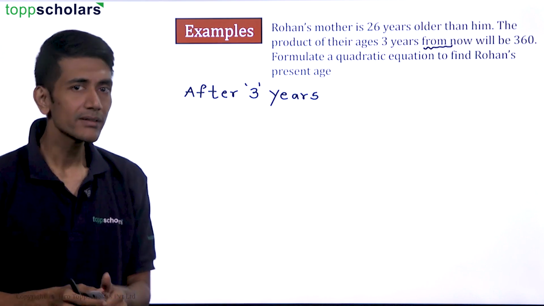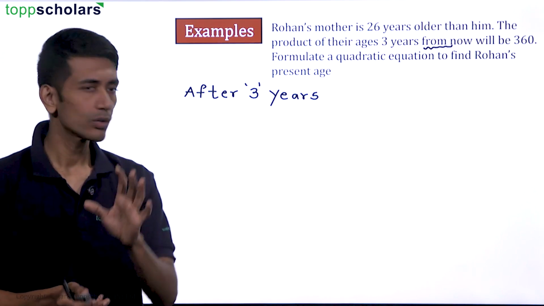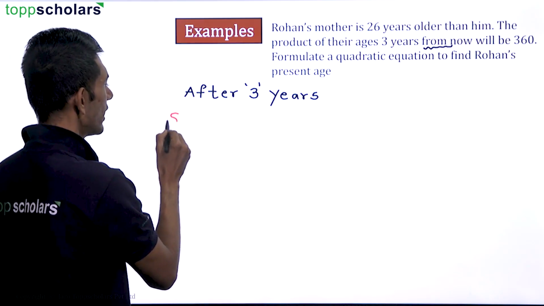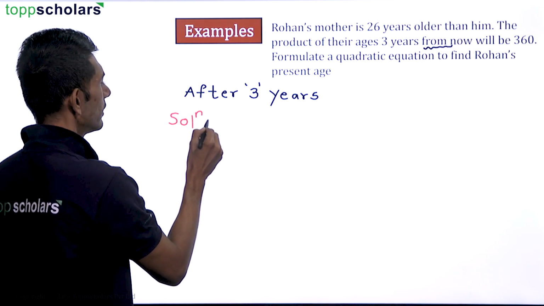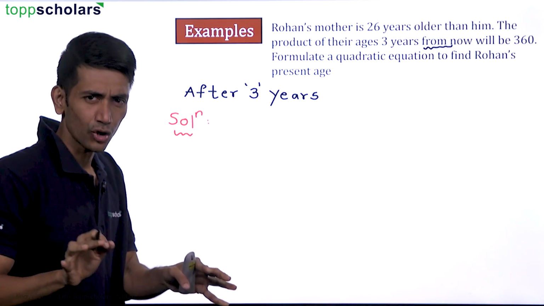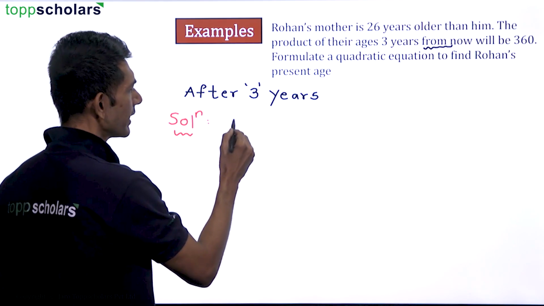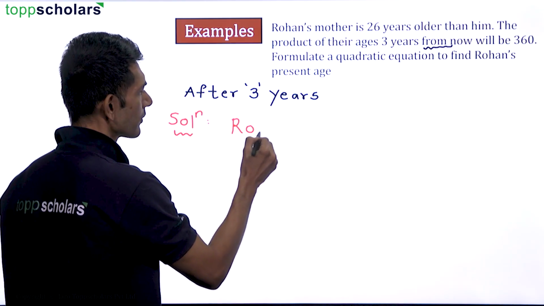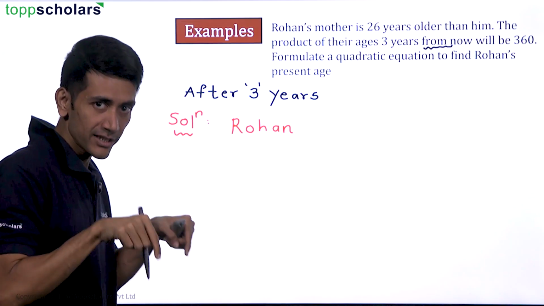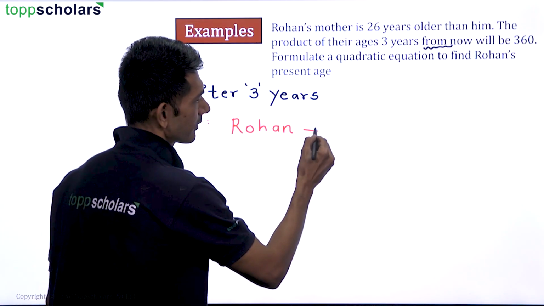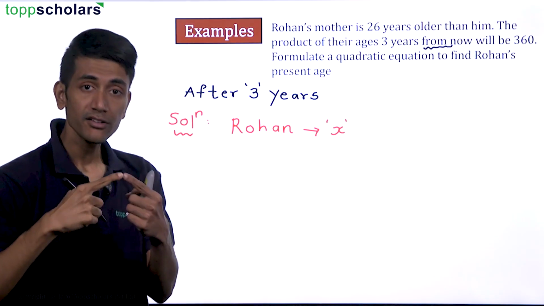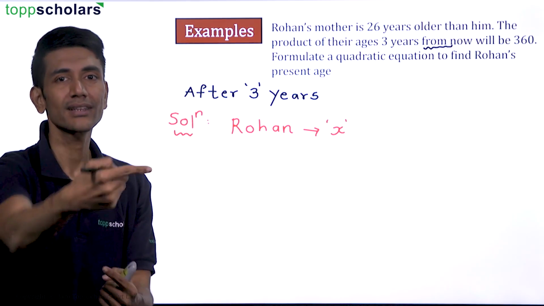See here, what is the unknown quantity? The unknown quantity is Rohan's present age. So we'll start with that. Let Rohan's present age, that is today, be X years. I'm writing it down in short. Please try to understand.